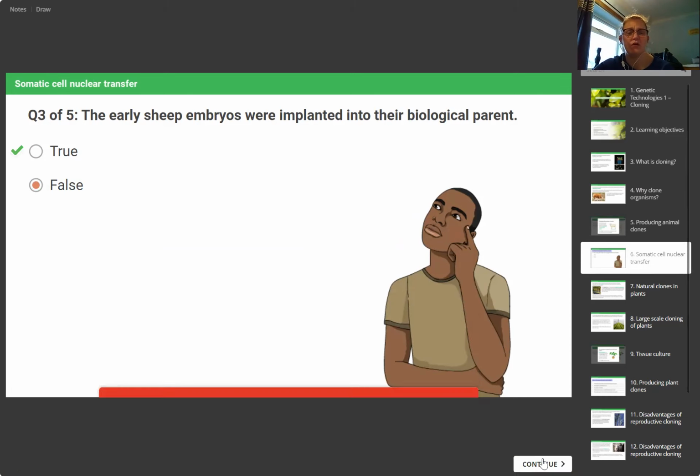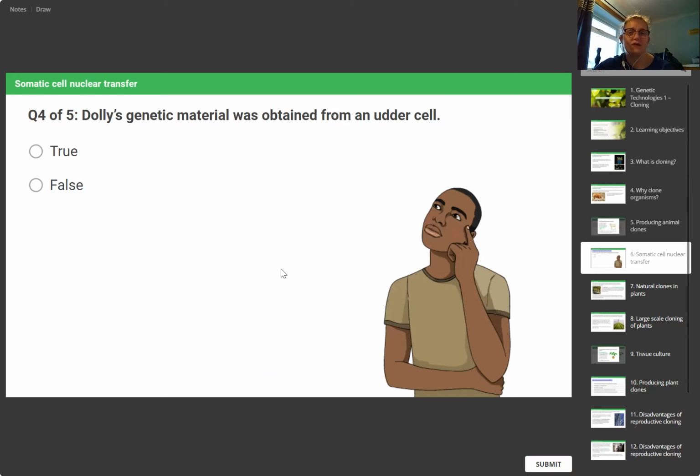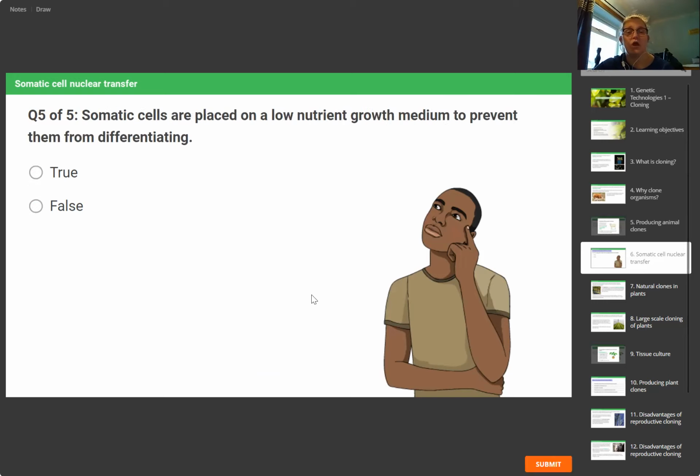Dolly's genetic material was obtained from an udder cell. That is true. Somatic cells are placed on a low nutrient growth medium to prevent them from differentiating. That is true.